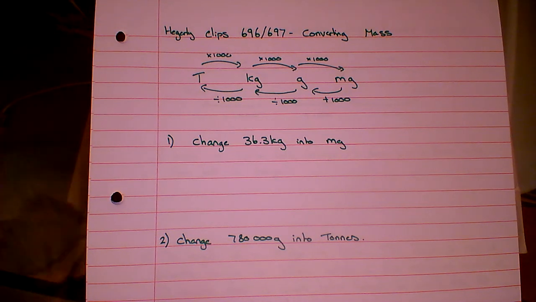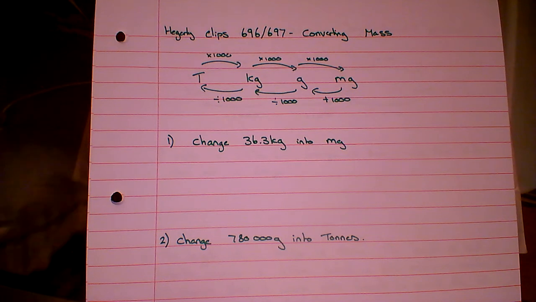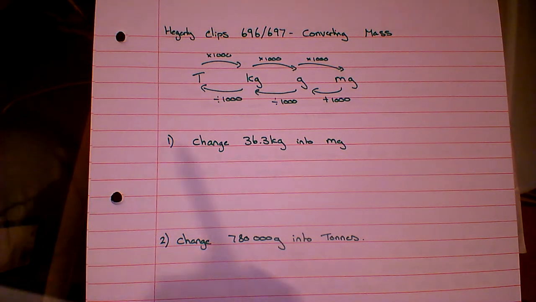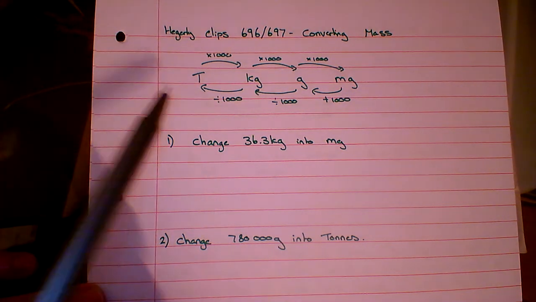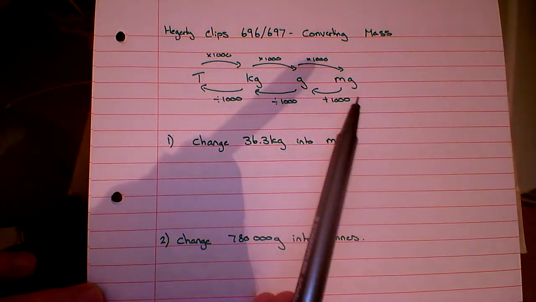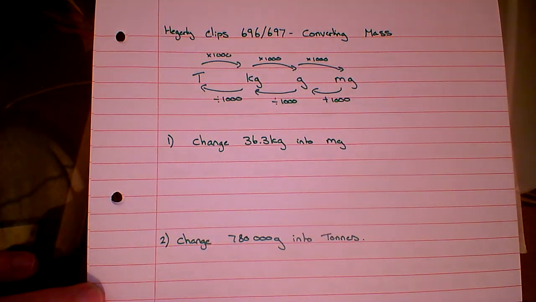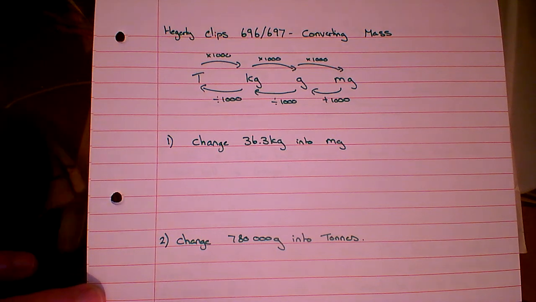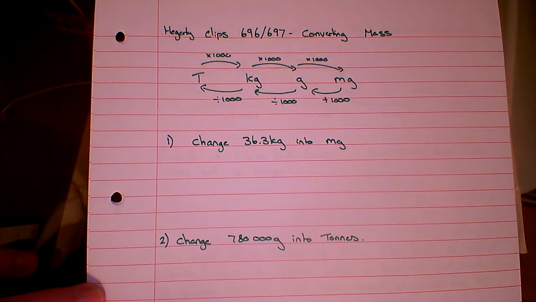Okay, so the first thing we need to pay attention to is that diagram at the top. We've got the metric units that we use really in everyday life. So we've got tons, kilograms, grams, and milligrams. Those are the four most common ones that we use in today's society, and they are the four units that will most likely turn up on exam papers.